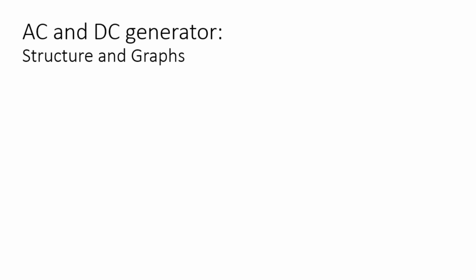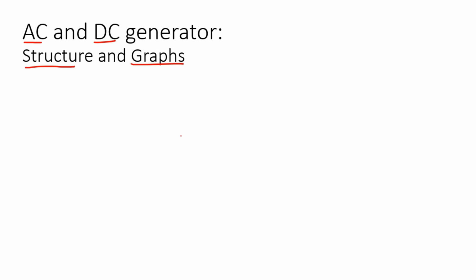Hey guys, so in the previous lesson we were introduced to generators and we specifically looked at how to use the right hand rule. Now we're going to go a little bit deeper into the two different types of generators, which is an AC and a DC generator. We're going to look at the structure of each one and the graphs that each one produce.